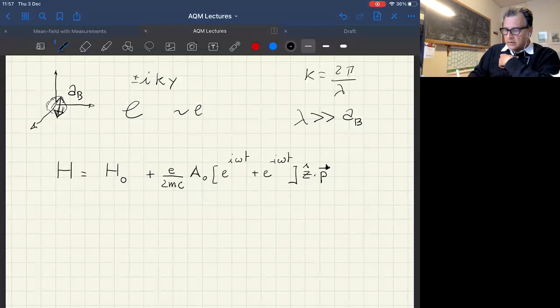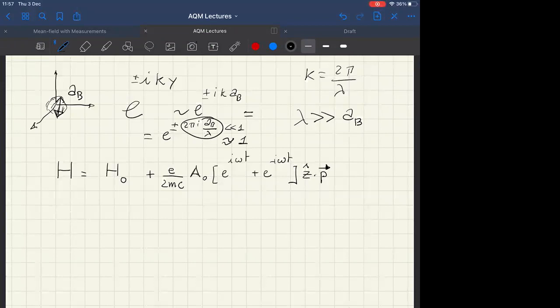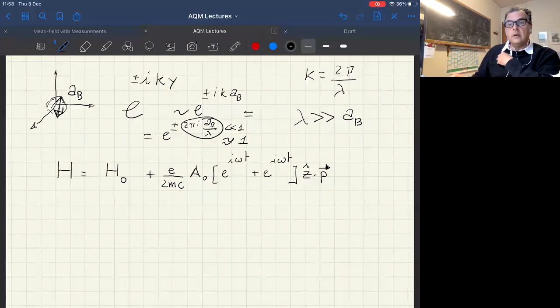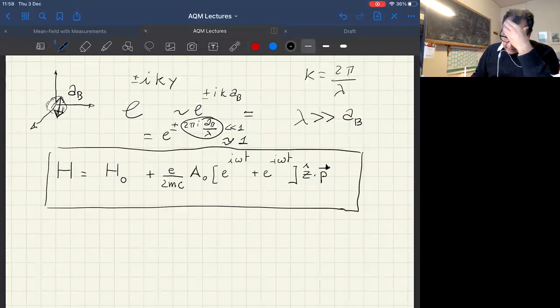So this means that I can say this is e to the plus or minus i k a-bar, which is equal to e to the plus or minus 2 pi i a-bar over lambda. But a-bar over lambda, we said, is much smaller than one, several orders of magnitude smaller than one. So this is more or less one. Clear now? Yes, it is. Very good. So after some approximation, we reduce the problem to this form.